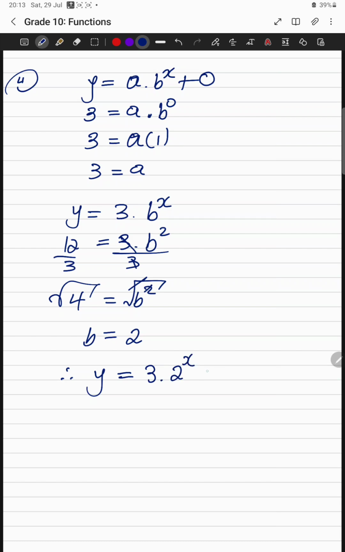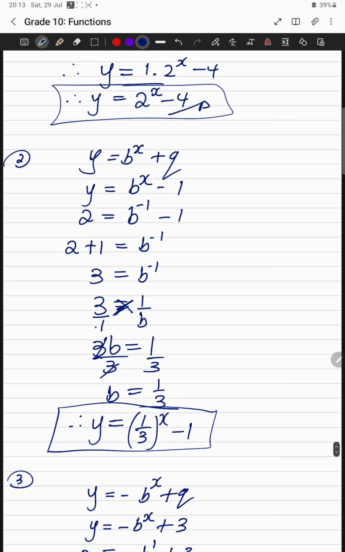Simple as that. But we're not going to write plus 0 for q. No, there's absolutely no need. So yeah, that is the answer.